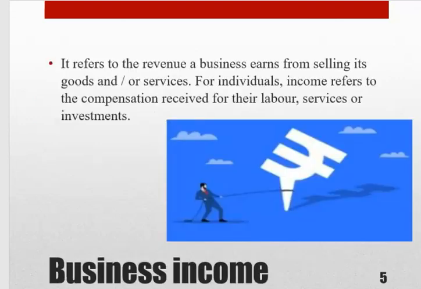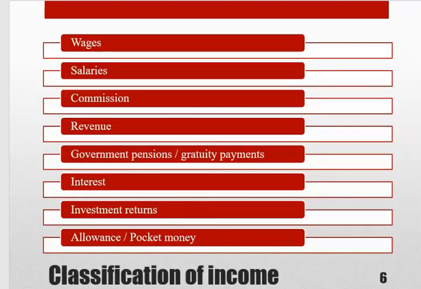List it down. Business income. It's the revenue that a business earns by selling its goods and services. Whereas for individuals, it may be the income or compensation received for labor, services, and investment. For example, wages, salaries, commission, revenue, pensions, interest. Whenever you work in a company or a firm, you receive these benefits.